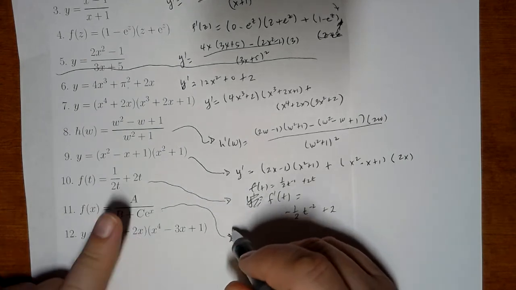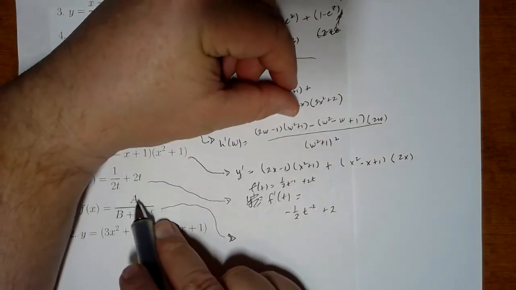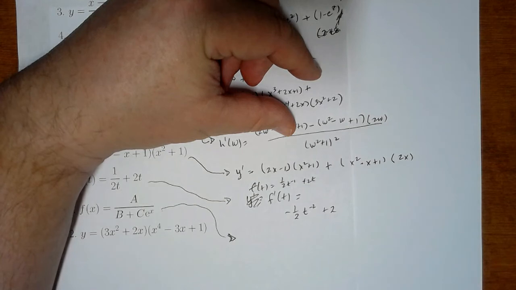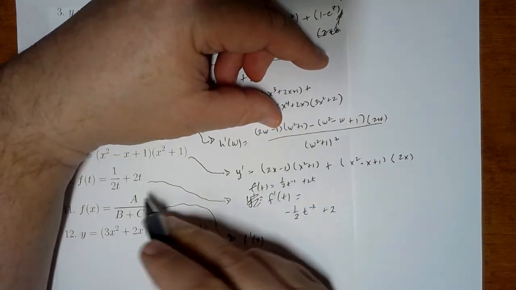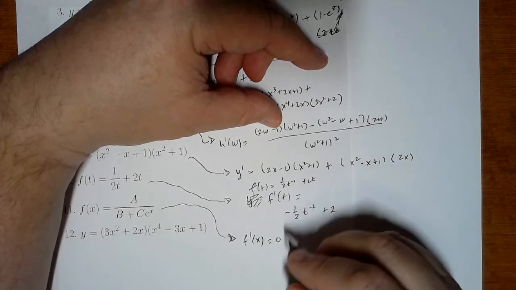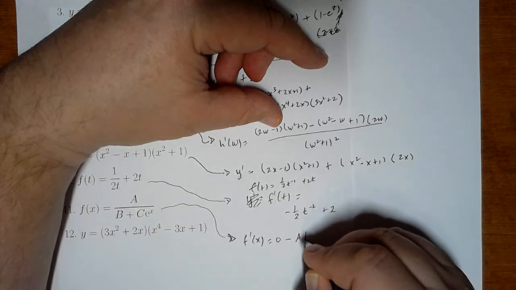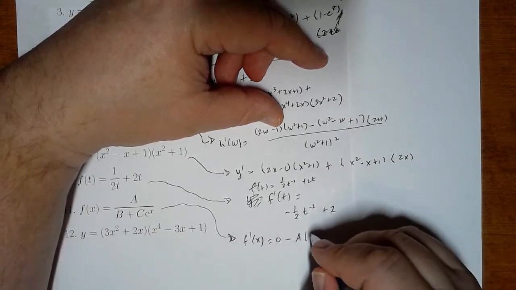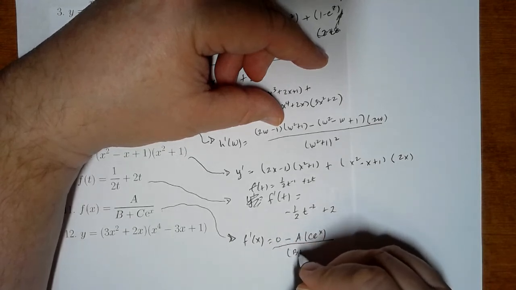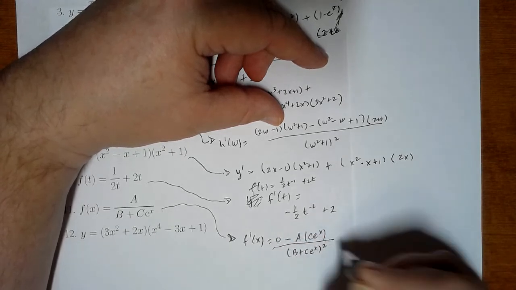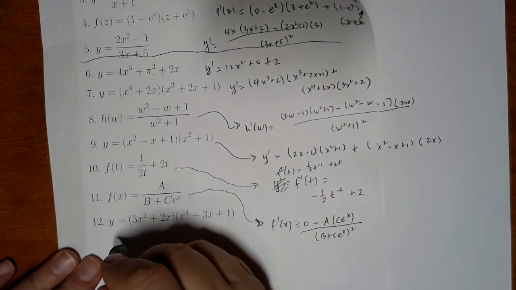F of x, we're going to actually find another way of taking the derivative of this, but for now we'll just go ahead and do our quotient rule. So that's going to be the derivative of the top is 0, so it doesn't matter what the other thing is, minus the top function times the derivative of the bottom function, which is c e to the x, right, divided by the bottom function squared. Good.